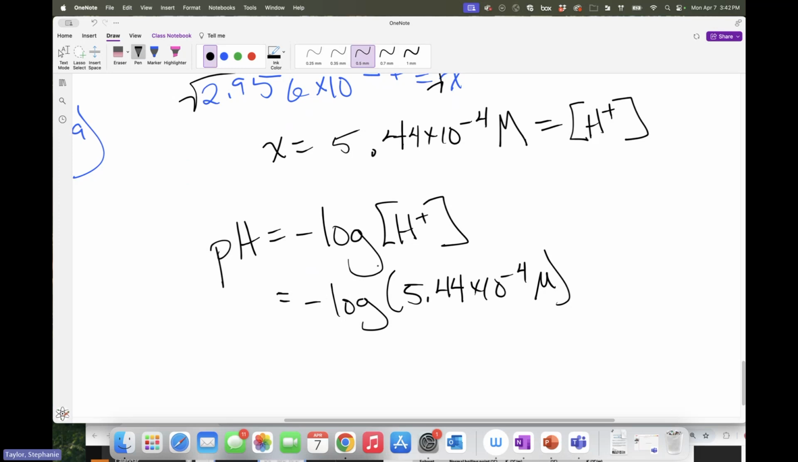Sorry, I looked at it for a minute. I was like, what do I do now? Oh, I plug it in my calculator. 3.26. And again, we take that nice deep breath.